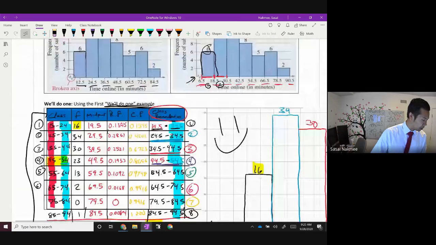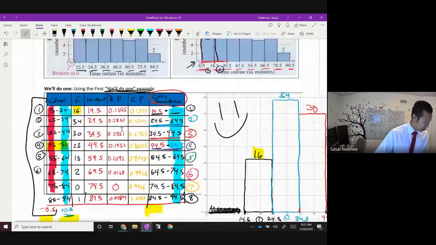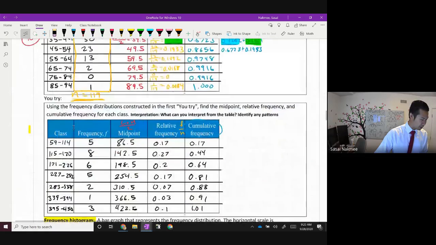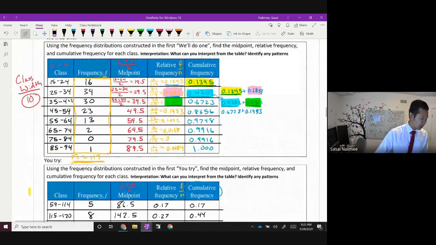All right, where's my wheel do? Here it is, the wheel do example with the midpoint and the frequency and the class. So I just want this part right here. I don't really care about the relative frequency right now or the cumulative frequency, because to make the frequency polygon, all you need is the midpoints and the frequency, right? So I'm going to go ahead and screenshot this.